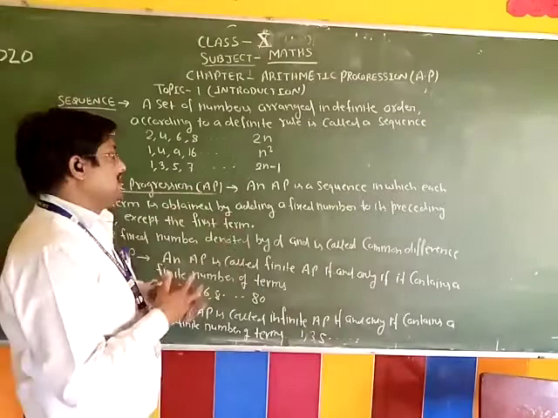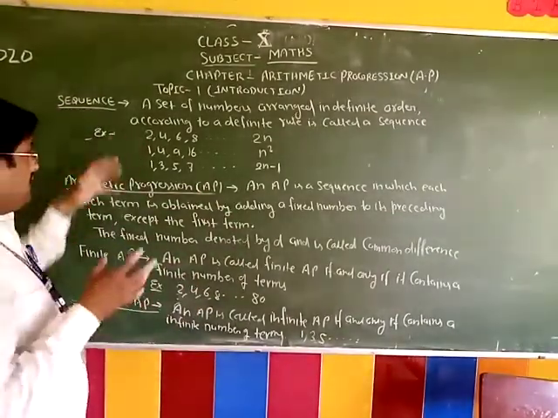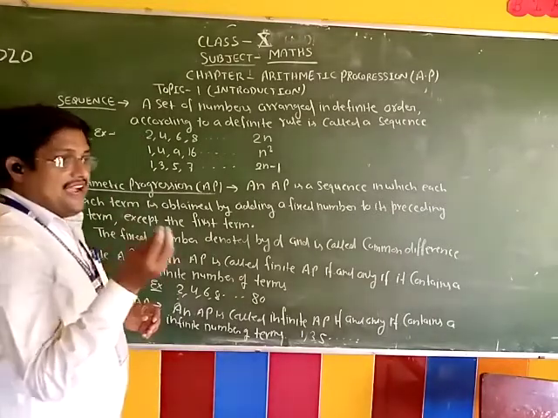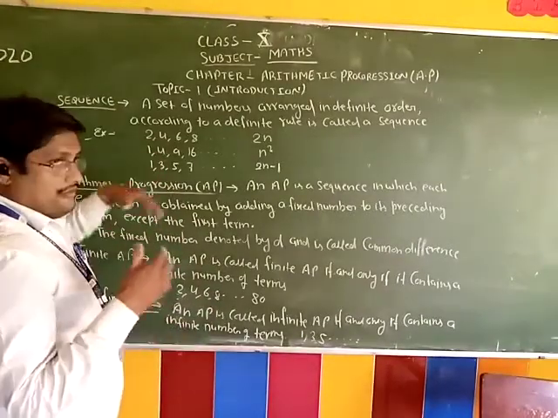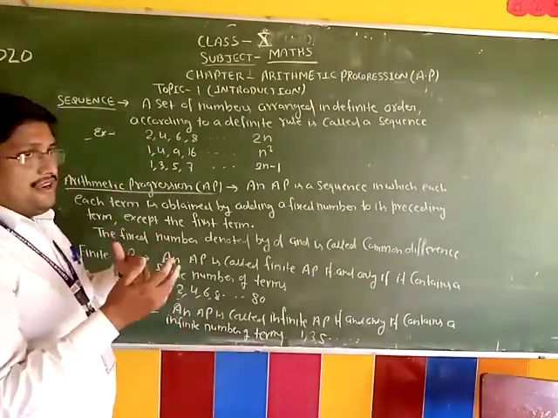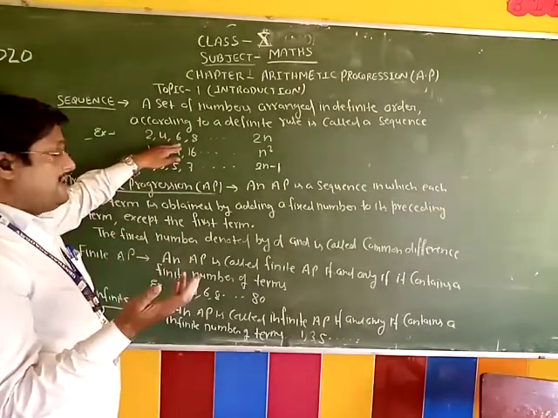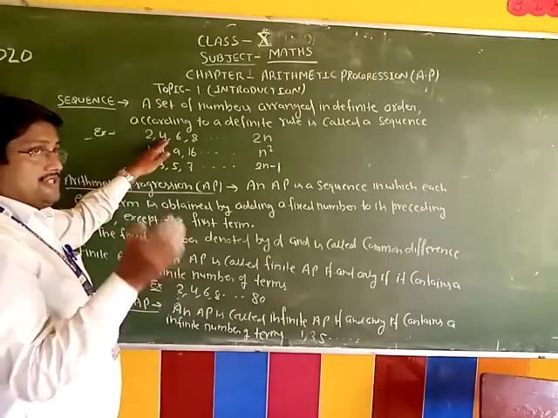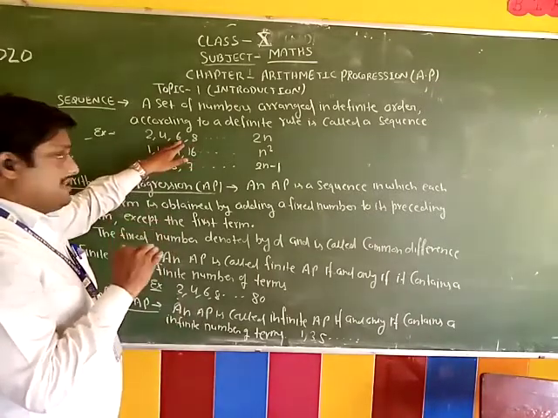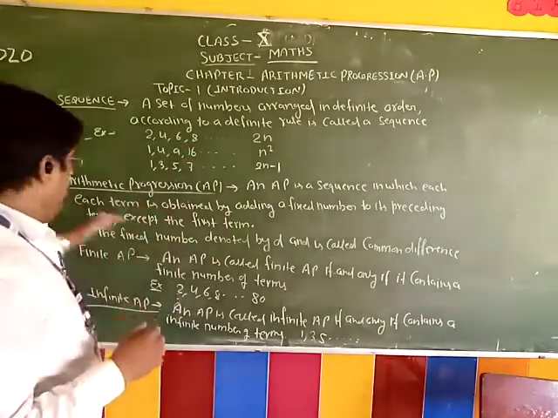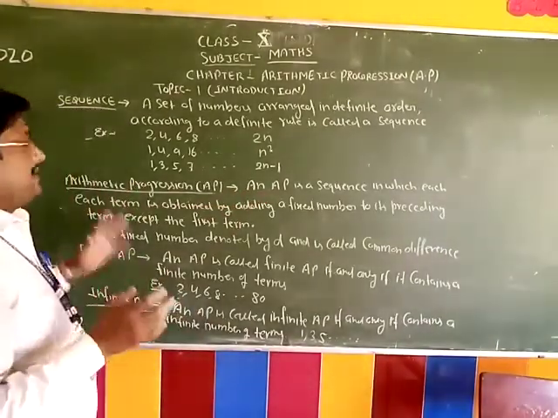An arithmetic progression is a special type of sequence in which each term is obtained by adding a fixed number to the preceding term. For example, the second term is obtained by adding a fixed number to the preceding first term. The third term is obtained by adding a fixed number to the preceding second term, and the fourth term is obtained by adding a fixed number to the third term, and so on. Each term is obtained by adding a fixed number to the preceding term except the first term.